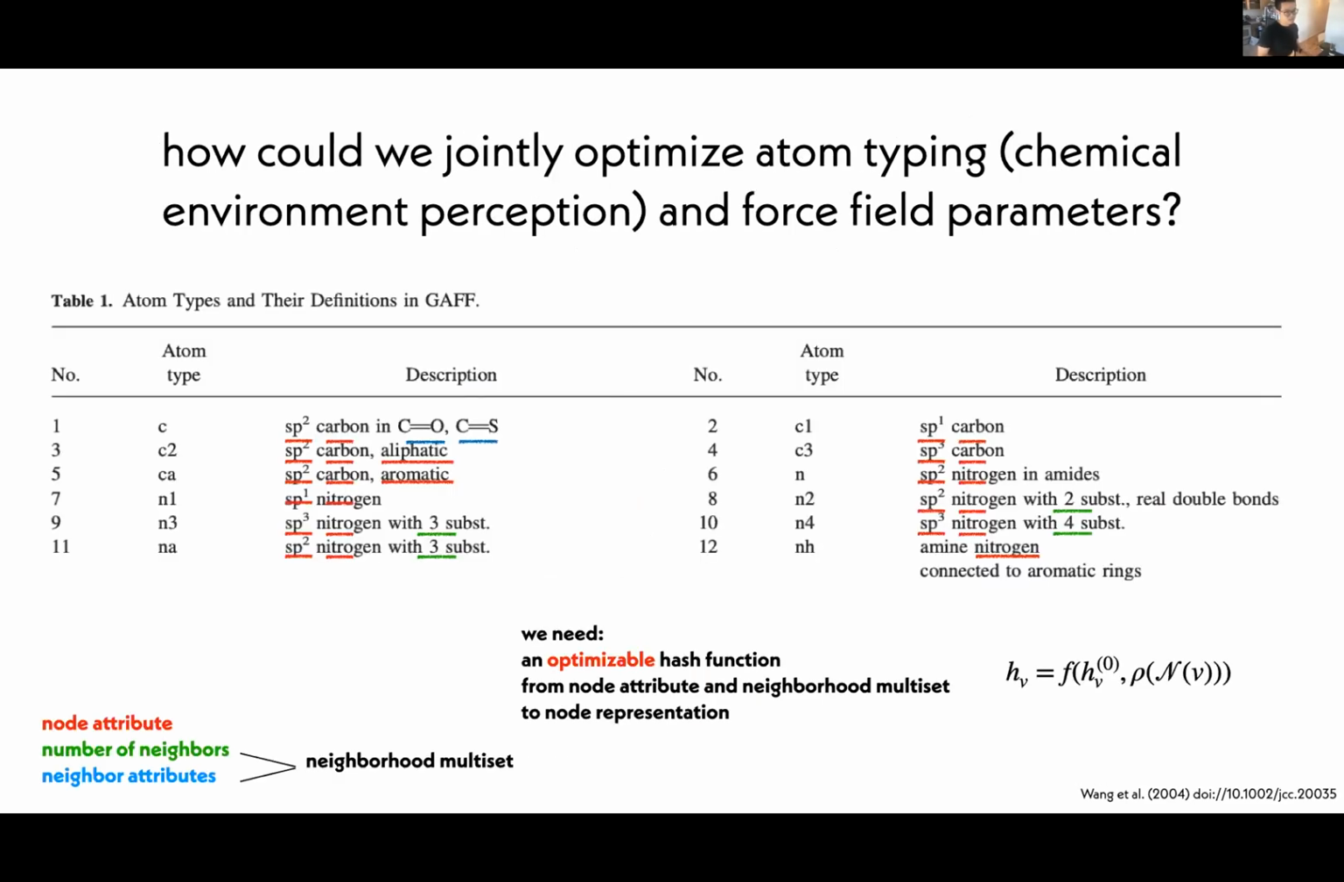So what is atom typing? In short, atom typing is a set of rules that people apply to atoms so that certain atoms, and thereby certain bonds, angles, and torsions, would be forced to share the same set of parameters. So in the beginning phase of this, how would you distinguish between different atoms?